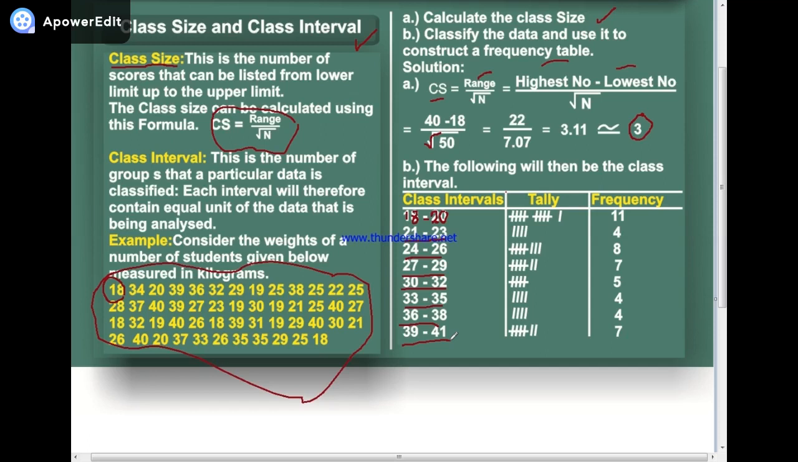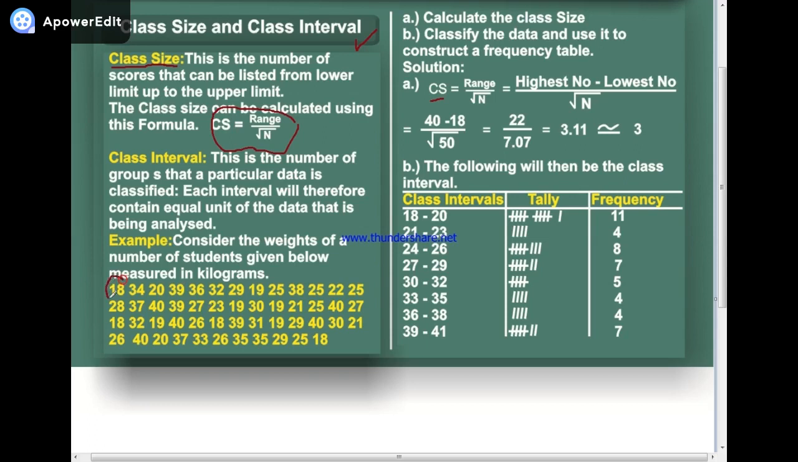Now, after that, we want to use our class interval to construct our frequency table. We do it the way we did it in our previous lecture. So now, let's start. We want to make use of tally. So you say 18 to 20. Now, what are the numbers that we can see? You look at 18 to 20 in the data here. The numbers that fall within 18 to 20 in the data, you start counting them.